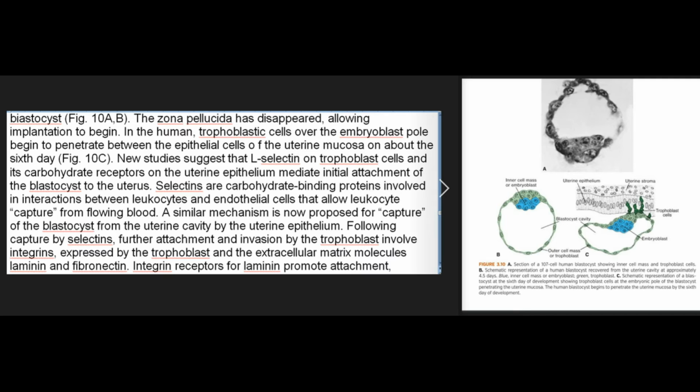In the human, trophoblastic cells over the embryoblast pole begin to penetrate between the epithelial cells of the uterine mucosa on about the 6th day, Fig. 10c.